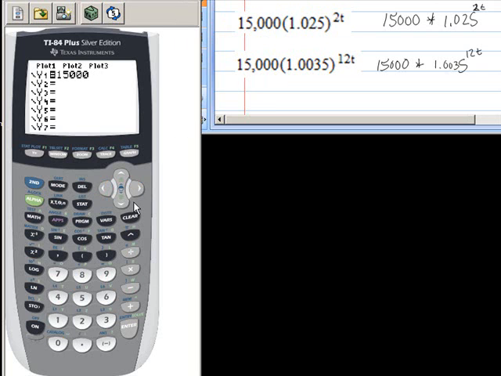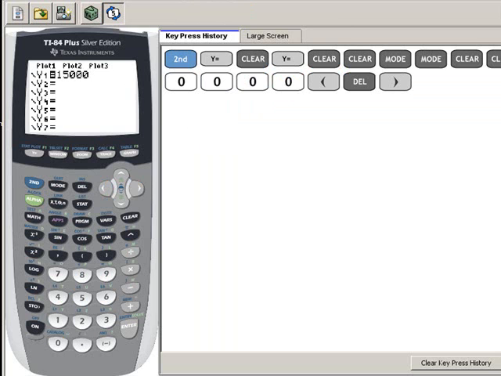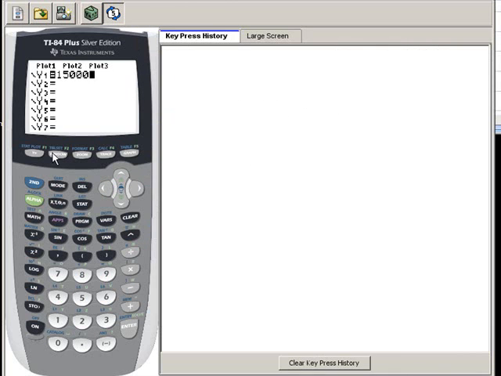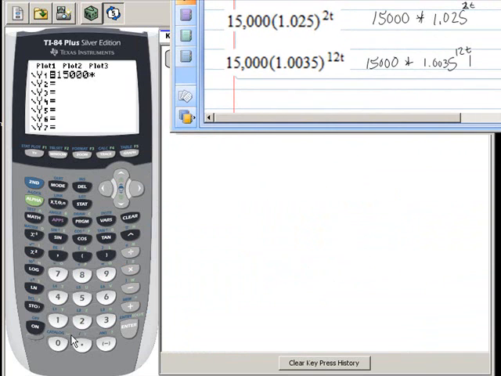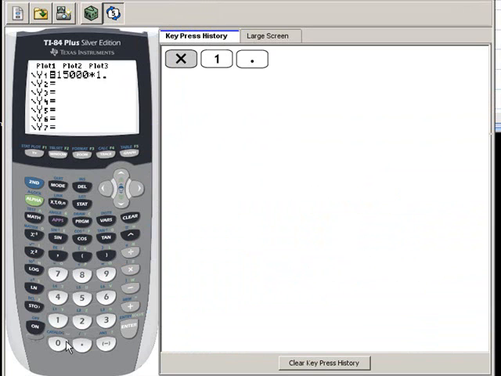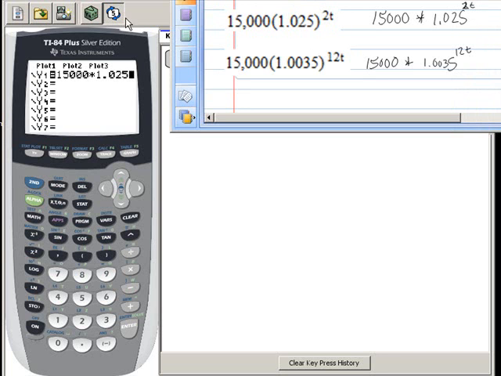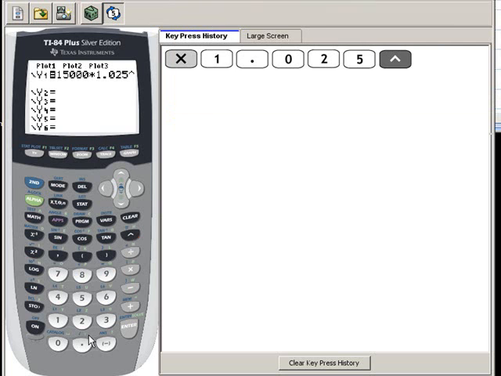15,000, and then times, in fact, let me turn on my key press so you can see what I'm doing. It's really big. Okay, so 15,000 times 1.0, now you can't see it anymore, to the 2t. The to the is the caret, to the 2. Now, here's the thing, I actually need to put these in parentheses. So I'm going to say 2 in parentheses, times, instead of t, I'm just going to say x, my variable x, wherever x is there.